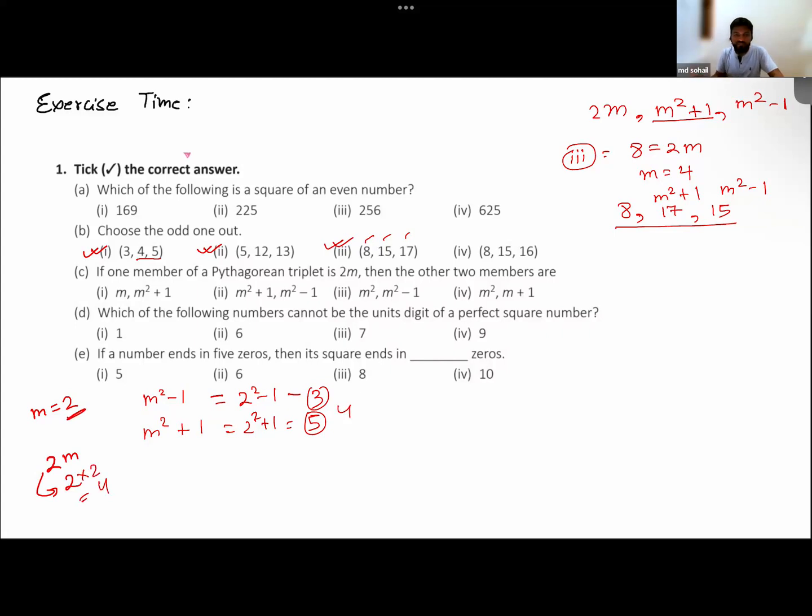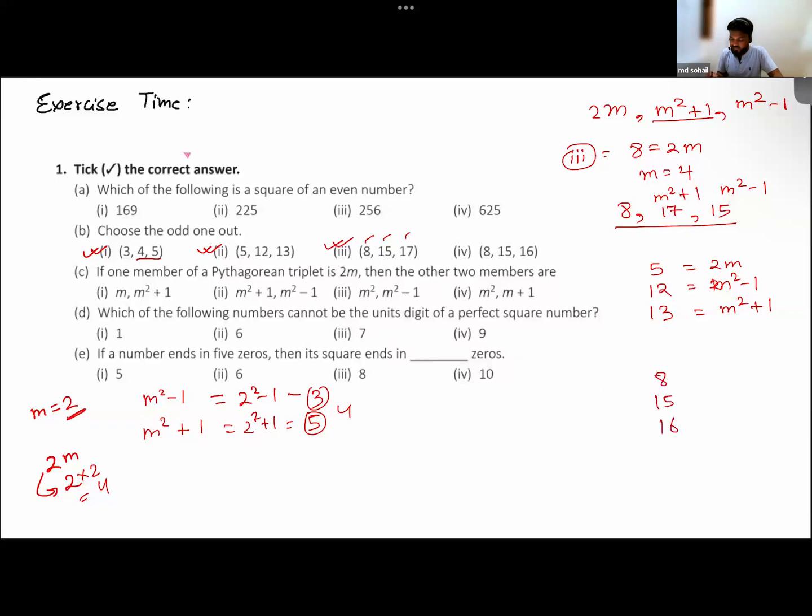Are you guys getting it? Yes, sir. The first one is also not the odd one. Okay, what about the second one? Let's check this one. 5, 12, and 13. 5 is the smallest value, hence it's 2m. Then it's m square minus 1, and m square plus 1. Right, guys? Yes, sir. The odd one is 8, 15, and 16. Okay, let's check that one as well.